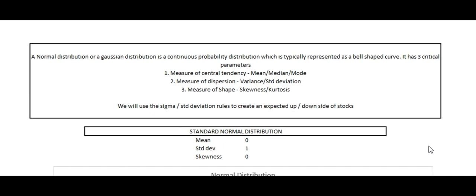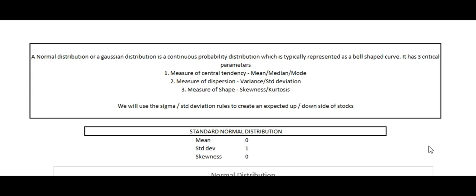A normal distribution is a continuous probability distribution and is typically represented as the famous bell-shaped curve. It attaches a probability value to any data point within a distribution. So, the farther away a data point is from the mean, it has a lower probability value. The way it is typically done is by using three central parameters. The parameters are measure of central tendency, which is given by the mean, the median, or the mode. For a normal distribution, they are the same.